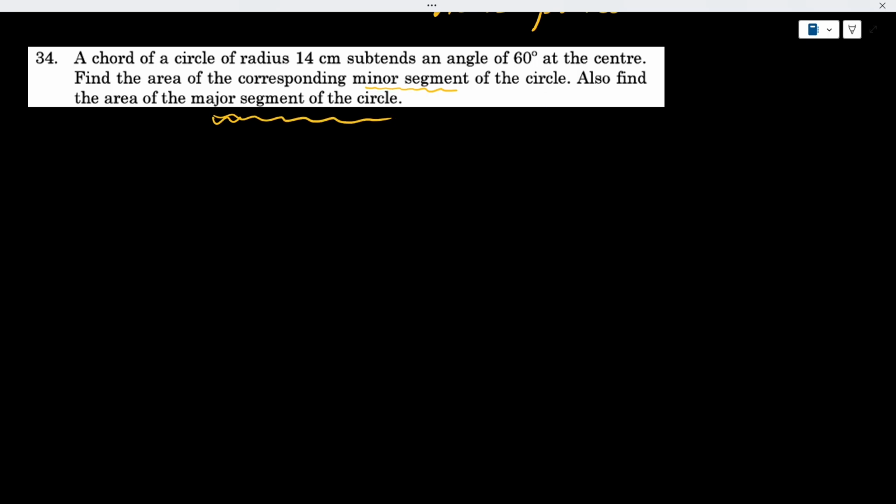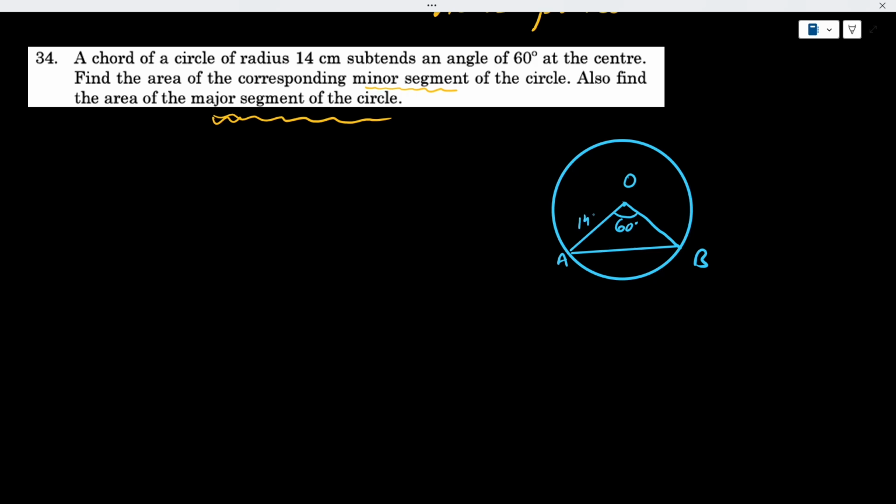So first you will draw the figure here. Now a chord of a circle. So first you will draw a circle, right? And there is a chord here. So let us draw the chord AB. This subtends 60 degree at the center. So what is the angle subtended by this chord at the center? It is 60 degree. So this angle is 60 degree, right? What is the radius of this? 14 centimeter. This side also 14 centimeter. What do I need to find out here?